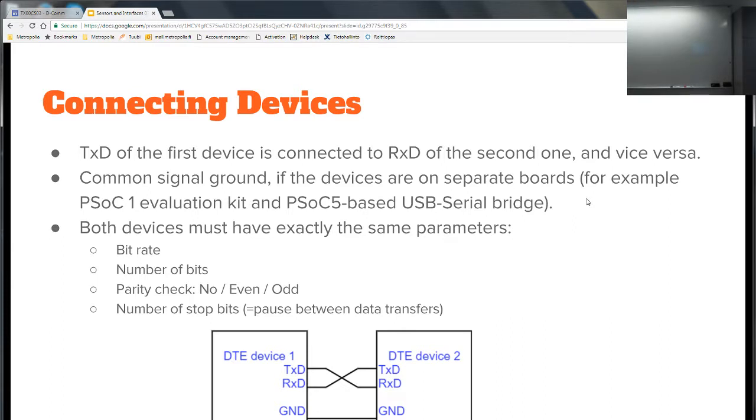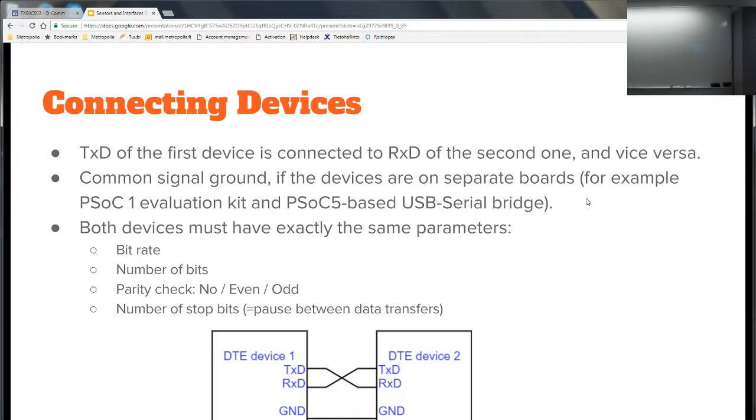And then stop bits. Stop bits basically is just a pause between data transfers. That just separates one data transfer from the other one. So if the first doesn't go well, then there's a chance that the second one starts okay. So that kind of parameters.